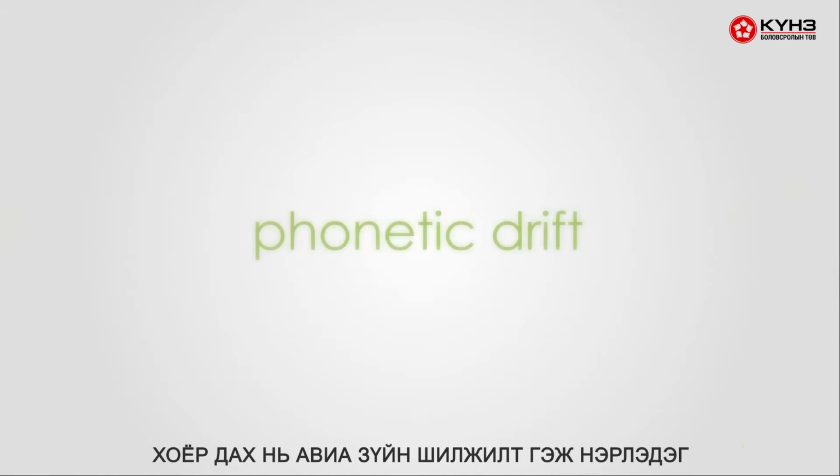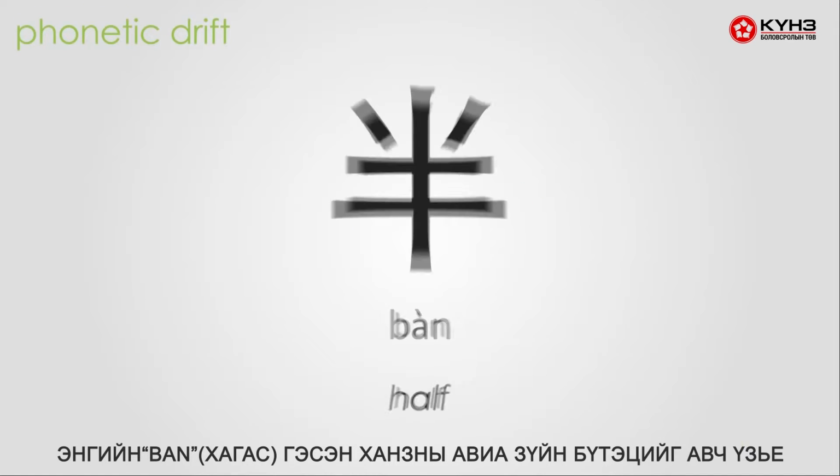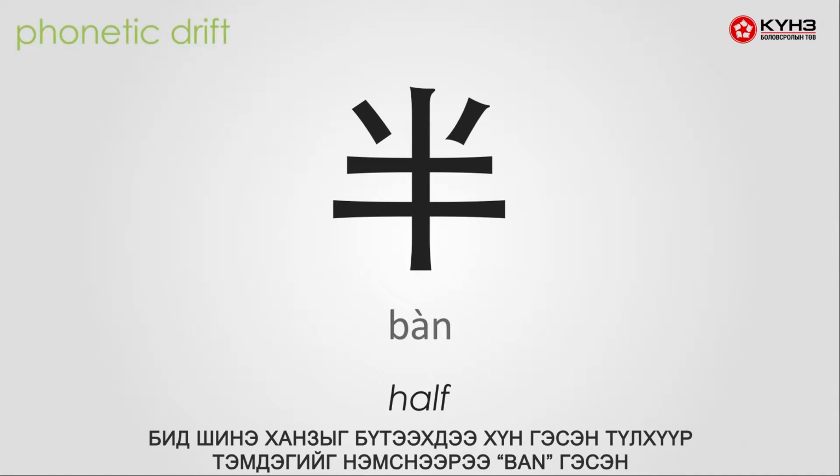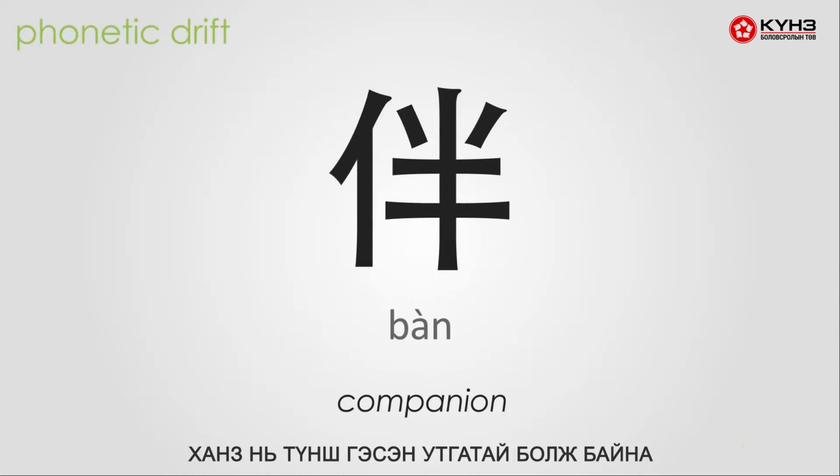The second gotcha is due to a concept we'll call phonetic drift, where the pronunciation of the phonetic component is modified between characters. Take the simple character 半. Using this character as the phonetic component, we can create a new character by adding the person radical, giving us the character 伴, meaning a companion. So far, so good.